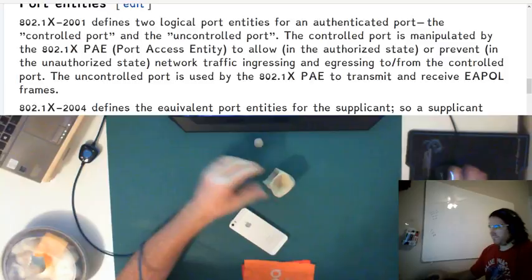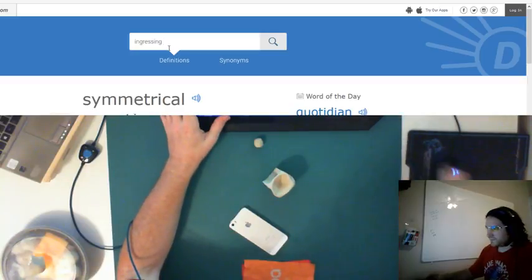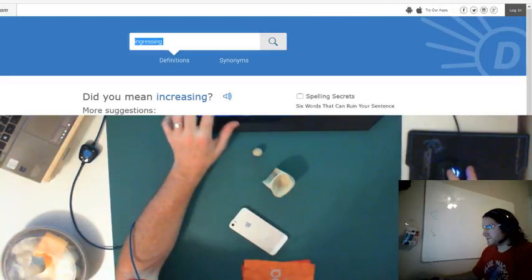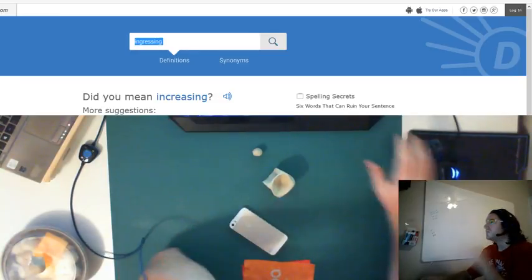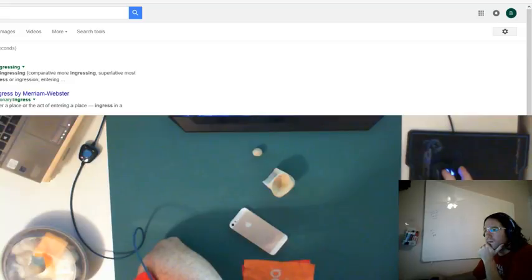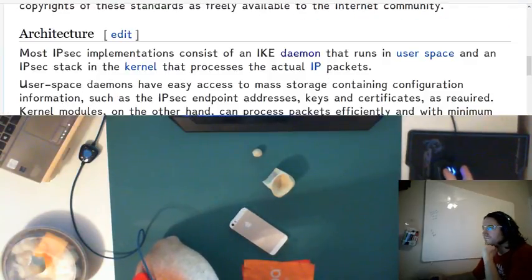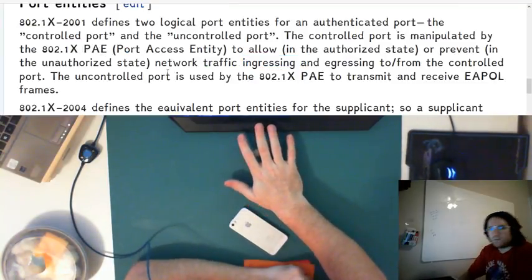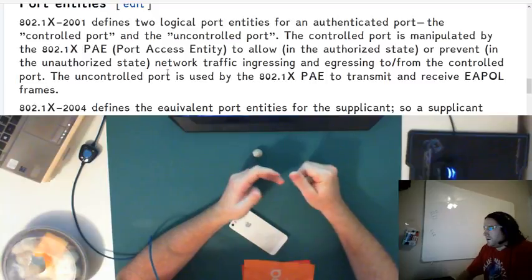What is ingress and egress? I know it's to and from, but what is... no. Dictionary doesn't have it. Ingressing. It doesn't matter. Okay.